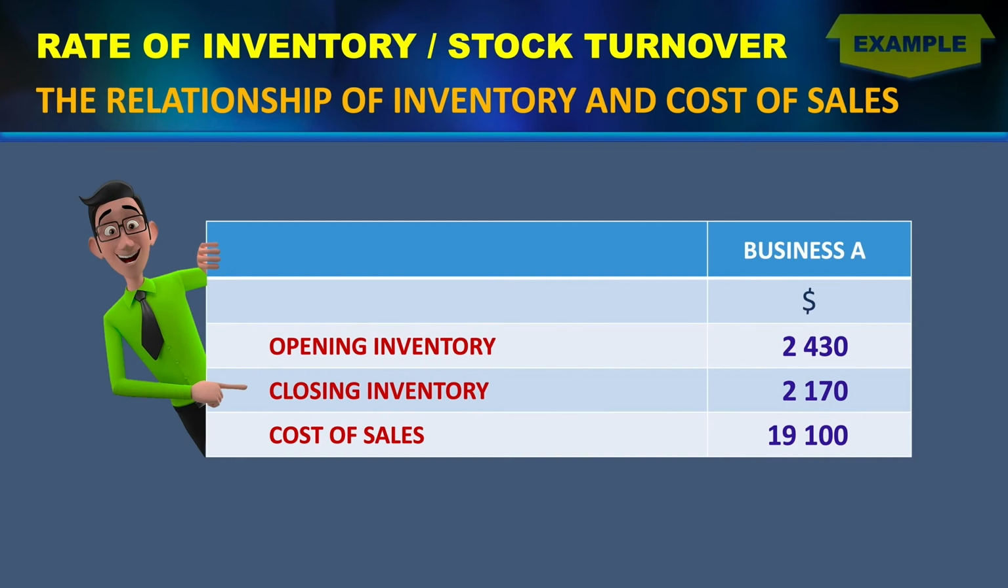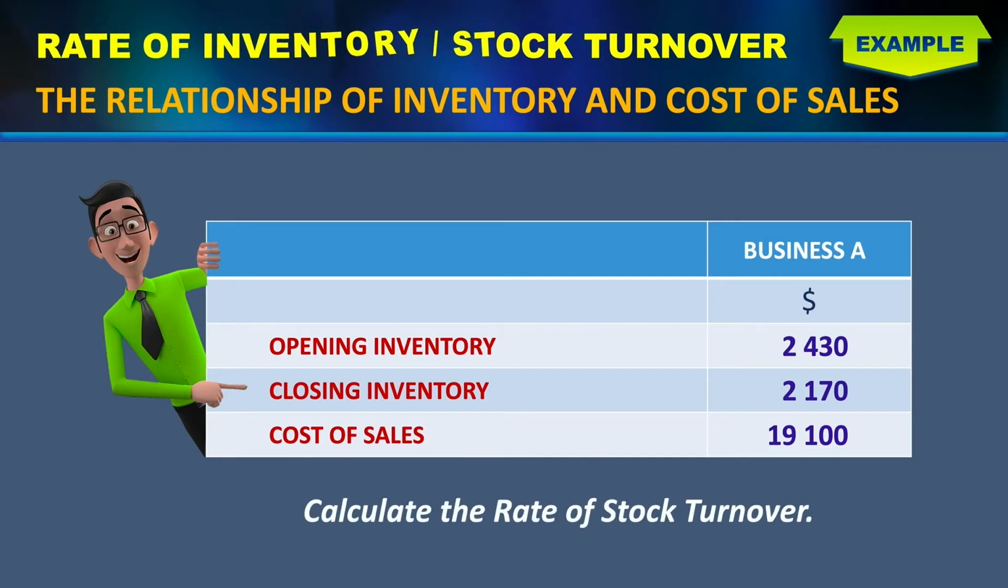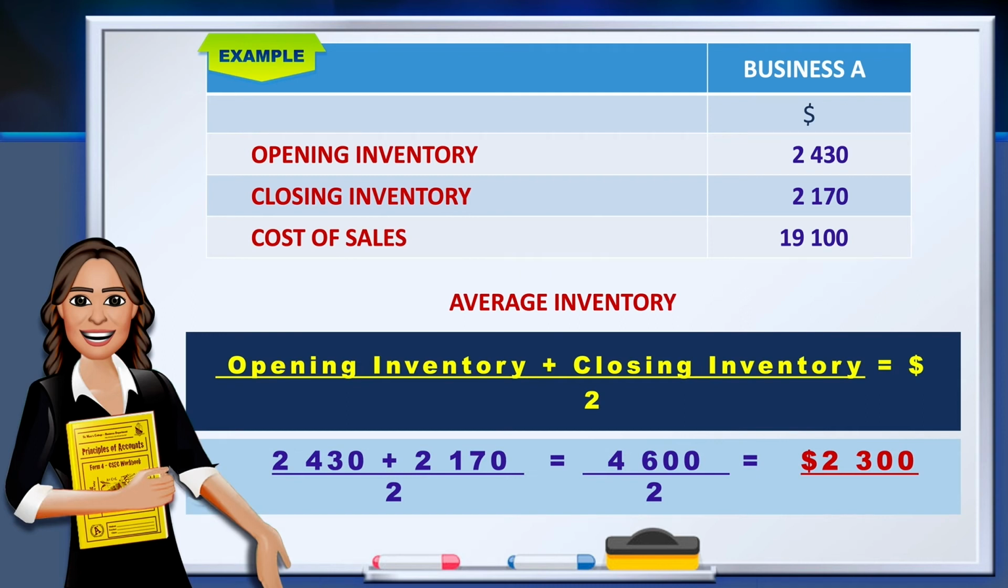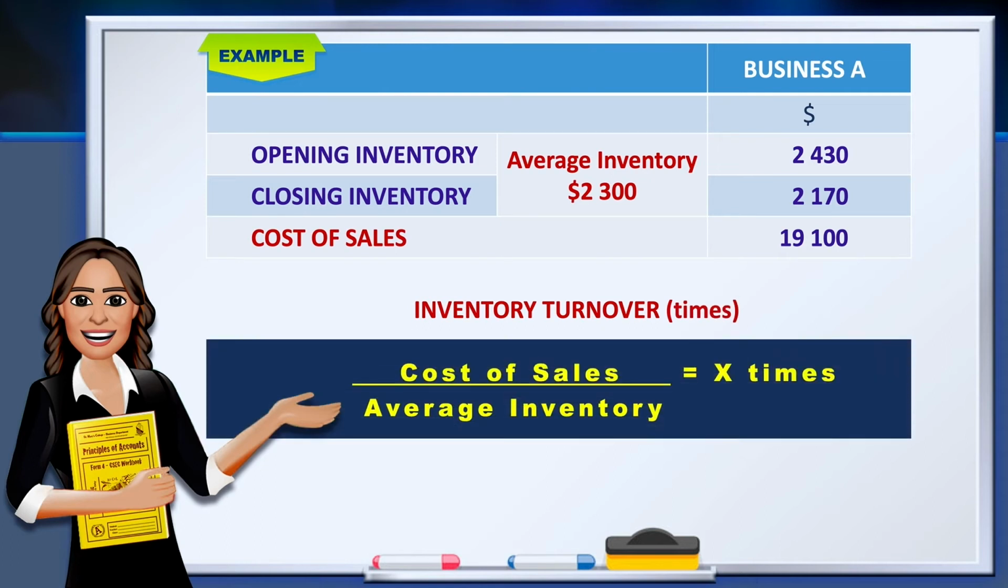To make it more clear, we go to an example, and in this case we have opening inventory figure, closing inventory figure, and we have our cost of sales, also known as our cost of goods sold. And what are we going to calculate? We're going to calculate the rate of stock turnover. Now, if you remember, the formula for the rate of stock turnover was your cost of sales over your average inventory.